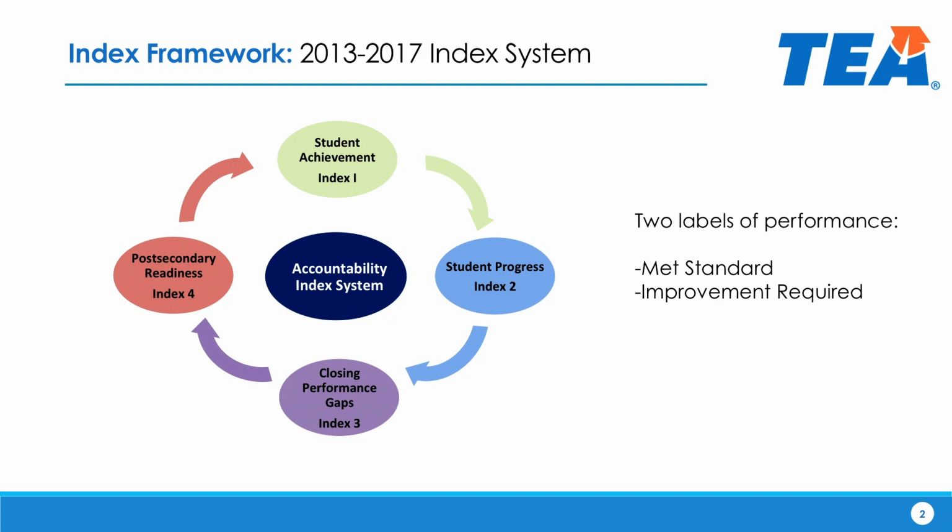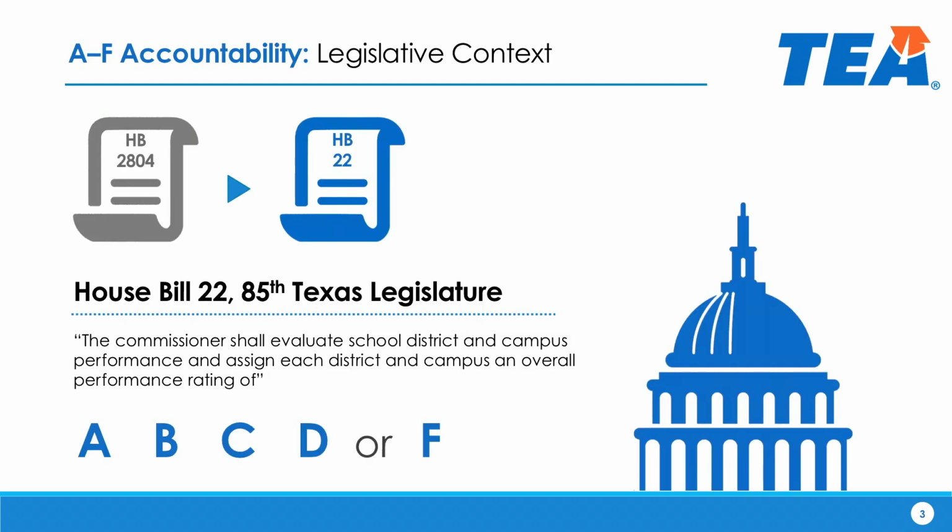With that index system, we had 2 labels for campuses and districts. Either you met the standard, or if you didn't meet any of the targets for those indexes, you were improvement required. So now we're moving into the A through F system. We had House Bill 2804, which now became House Bill 22, which tweaked this rating system. But now we're going to have overall ratings of A, B, C, D, or F for campuses and districts.